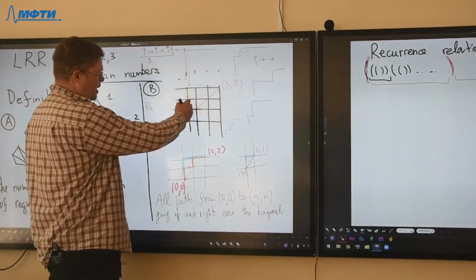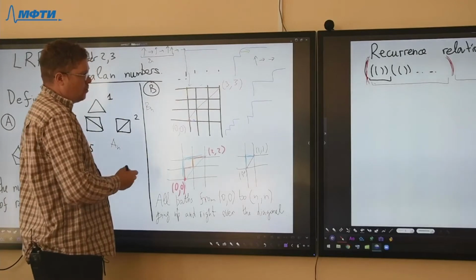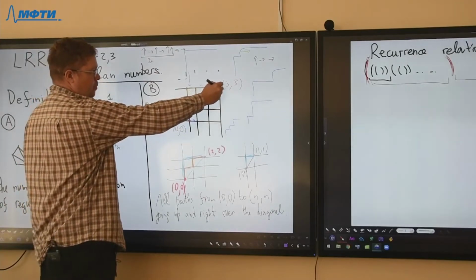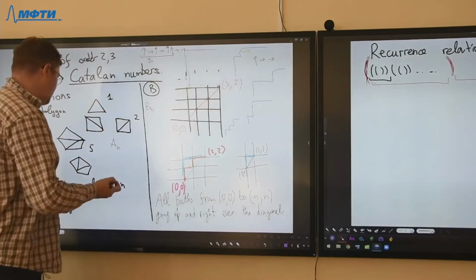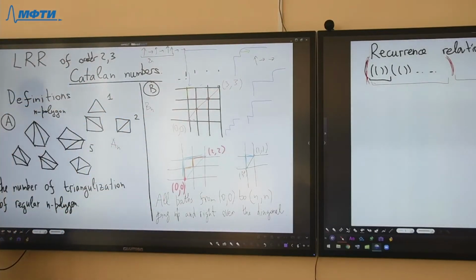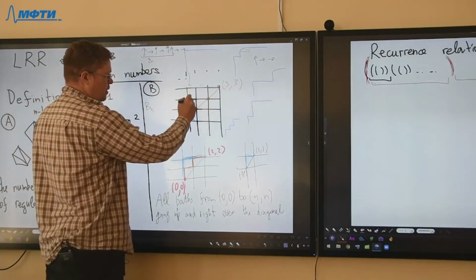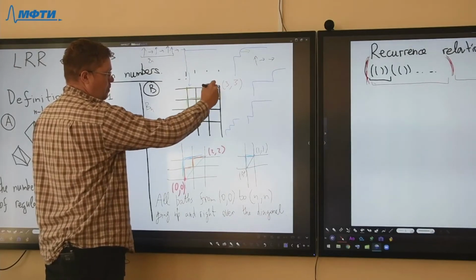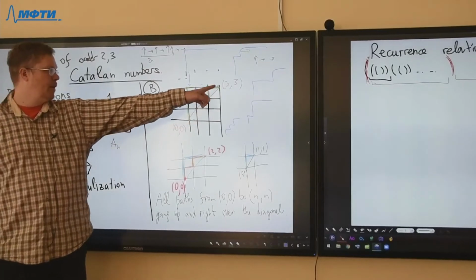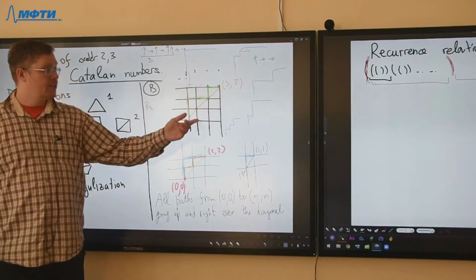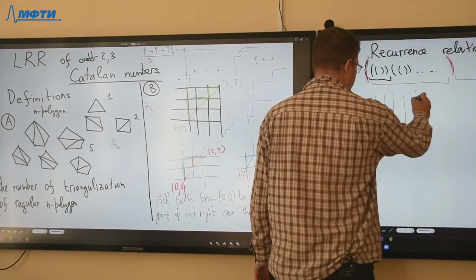In terms of paths, I can look at the first time my path intersects the diagonal. Maybe it will be intersecting the diagonal at the last point, maybe in the previous point, maybe in the first point. But then my path will be divided into two parts. Each of these parts will be a path from (0,0) to (m,m), and from (m,m) to (n,n) over the diagonal. So I can write this picture here.